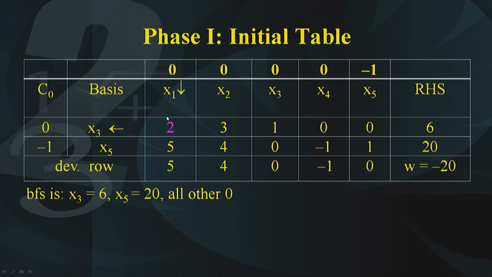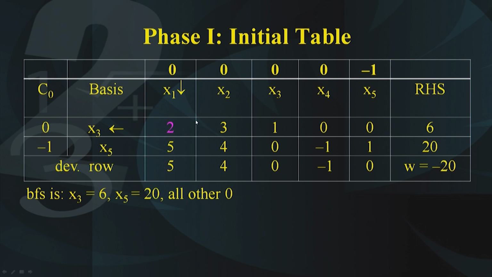Under the x1 column we have 2 and 5. Under the x2 column we have the entries 3 and 4. Under the x3 column we have 1 and 0, under x4 we have 0 and minus 1, under x5 we have 0 and 1, and the right hand side is 6 and 20.